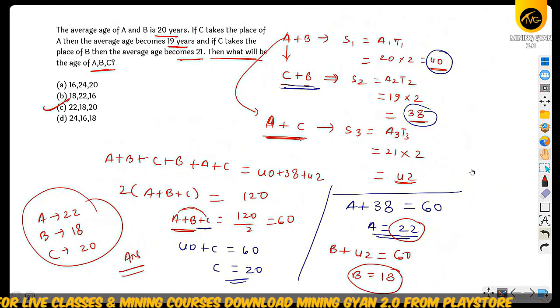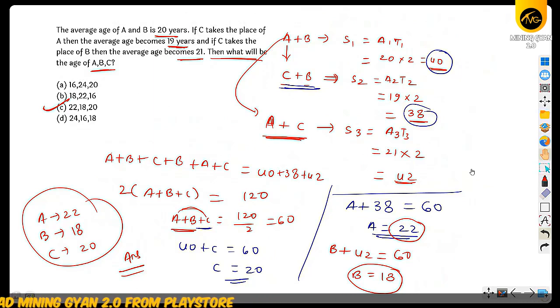Basically in this topic the calculations are easy. Basically the logic is most important in this section. So if you make a mistake in the logic, then you will get the wrong answer. So just remember the basic logic of the average.